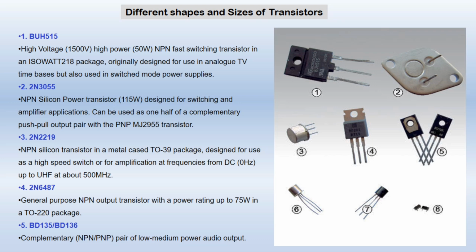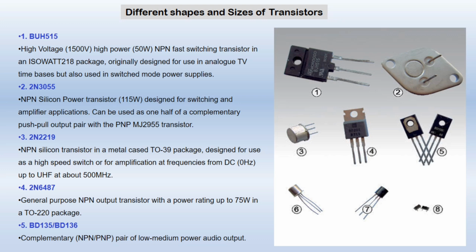Next we have 2N3055. This is an NPN silicon power transistor of 115 watt. It is designed for switching and amplifier applications and it can also be used as one half of the complementary push-pull output pair with the PNP MJ2955 transistor. Next we have this one.